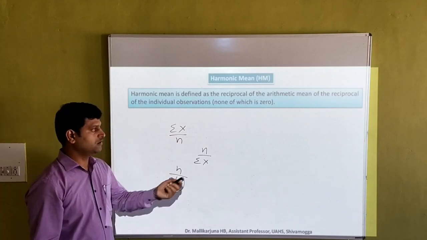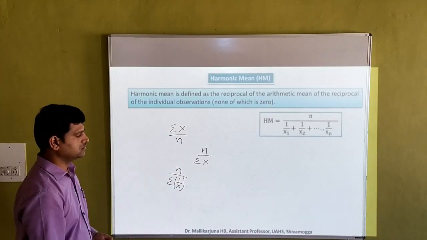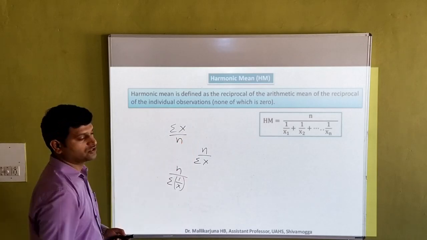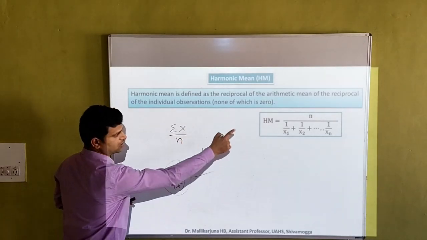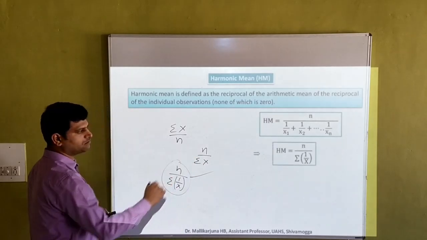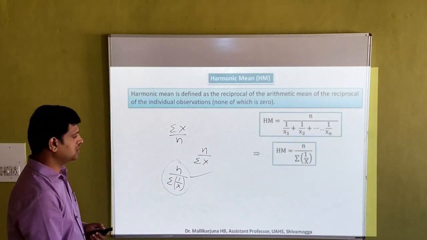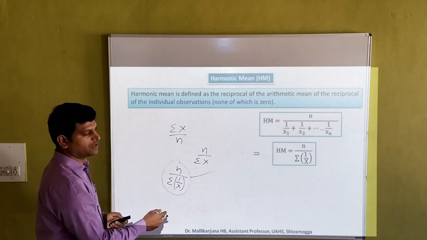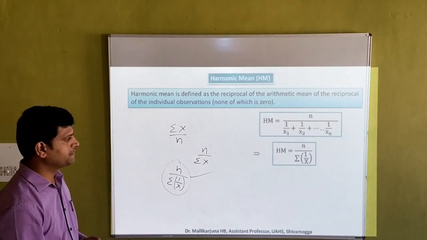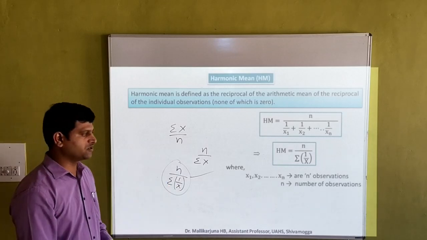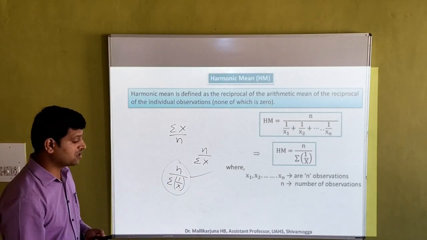In particular, we can write HM is equal to n divided by 1 by x1 plus and so on. This is just the expansion of the same formula. Both ways we can write it. Summation of 1 by x means 1 by x1 plus 1 by x2 plus up to 1 by xn. Here x1, x2, xn are the observations and n is the number of observations.